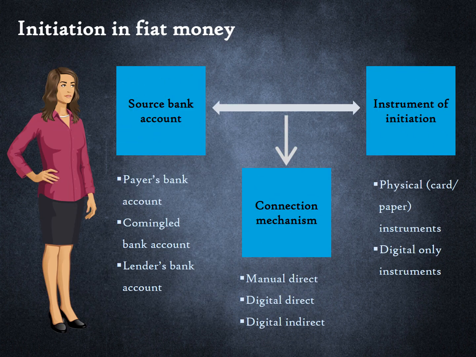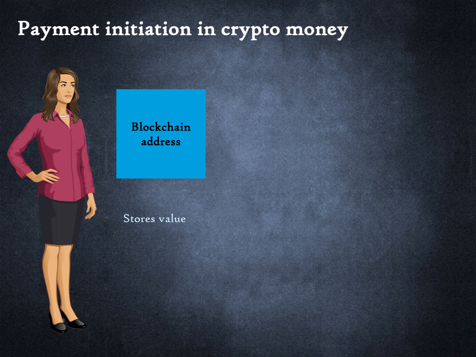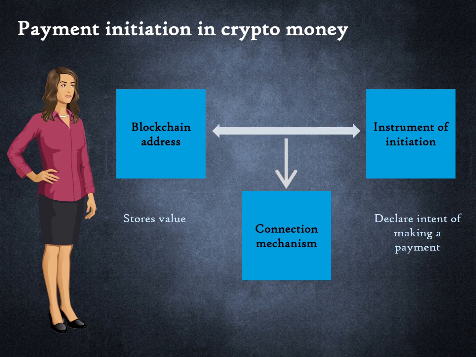This brings us to an end on the discussion of payment initiation in fiat money. Next, we will learn how this step works in cryptocurrencies. To replicate the initiation process in crypto, the same three components need to be there. There must be an account where the value is held. We already know that the value is held within a blockchain address. There must be an instrument by which Alice can declare her intention to make the payment. She must be able to enter payment details as well as credential information. Finally, there must be connectivity between the Alice and the blockchain network where the value is held.